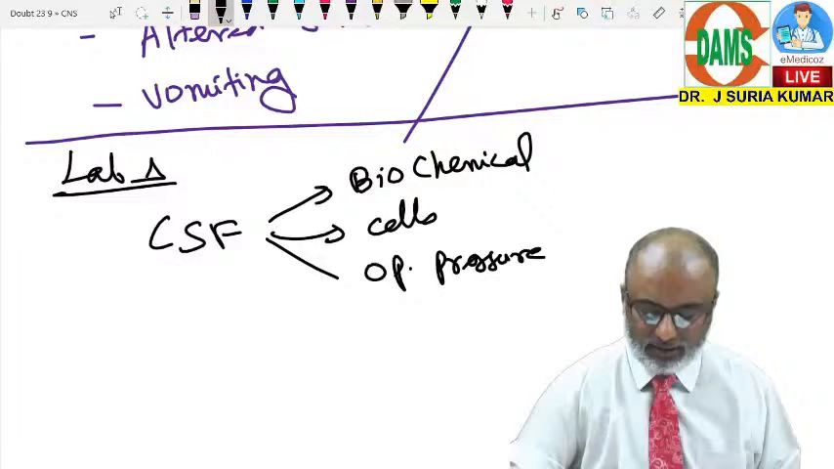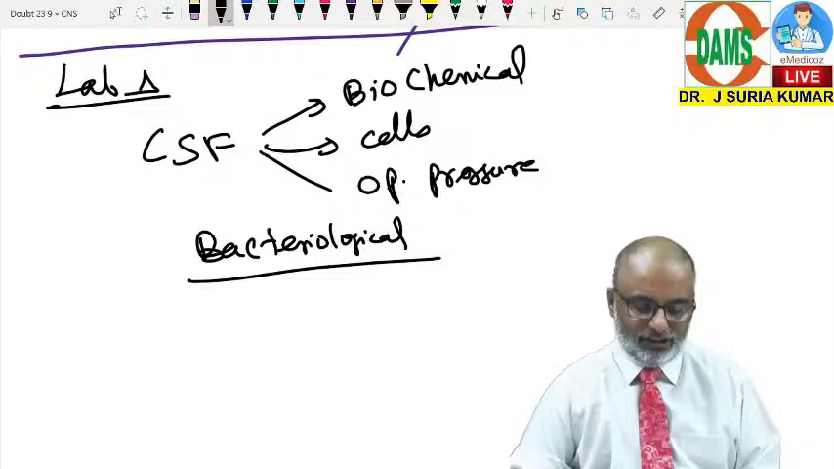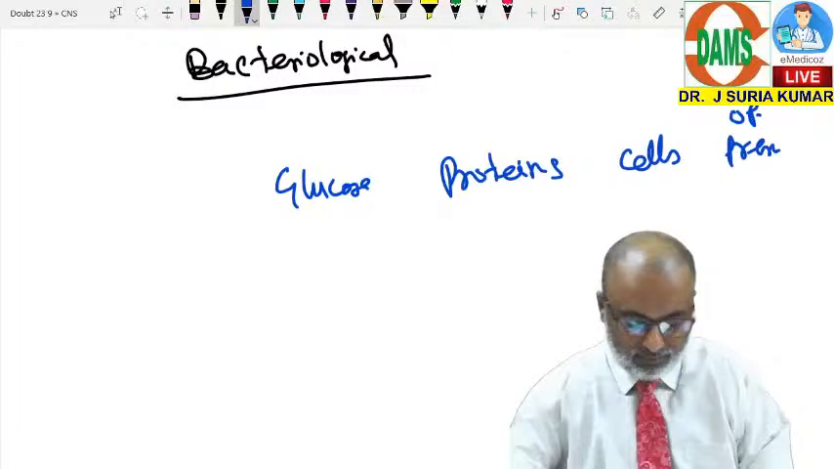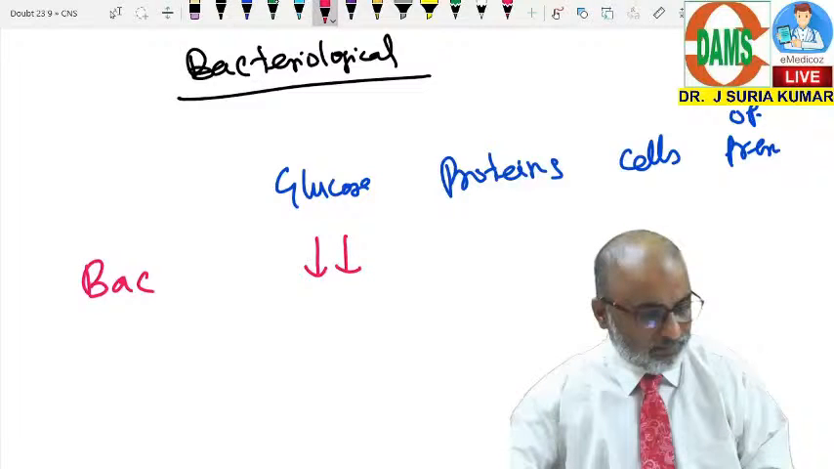Second one is bacteriological examination. So if we take the CSF, we are going to see the glucose and you are going to see the proteins, cells and pressure, opening pressure. In case of bacterial meningitis, drastic reduction in glucose, drastic increase in proteins, usually polymorphonuclear cells, and pressure will be increased. Very simple.